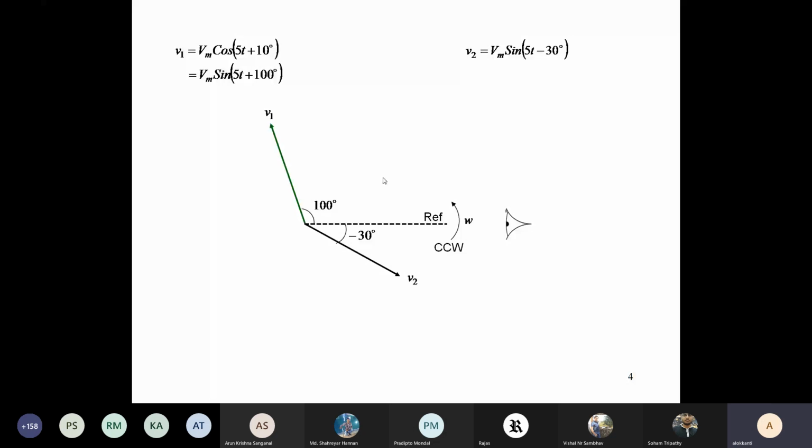Now if you see, V1 is leading, since the phasors are rotating in this direction. V1 is ahead of V2. That means V1 has already crossed V2 and arrived here. So we can read it as V1 leads V2 by 130 degree. That means you calculate the total angle, and that is how we represent V1 leads V2 by 130 degree. Conversely, you can even write V2 lags V1 by 130 degree. So both of them are correct.